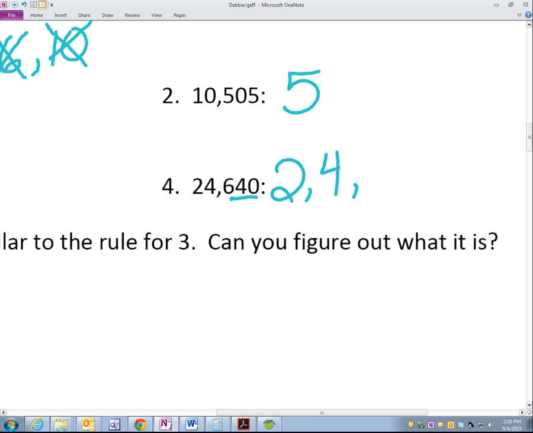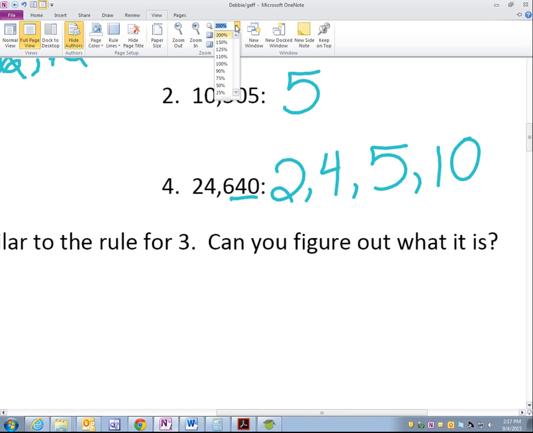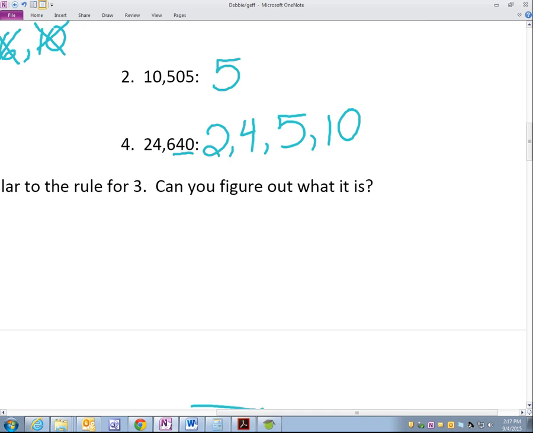Then we have 5. Yes. And it's not going to be 6 because we don't have divisible by 3, and you need to have both of those, and then you can be 6. And then we have 10. It is divisible by 10 because it ends in a 0. That number's got a lot of friends.